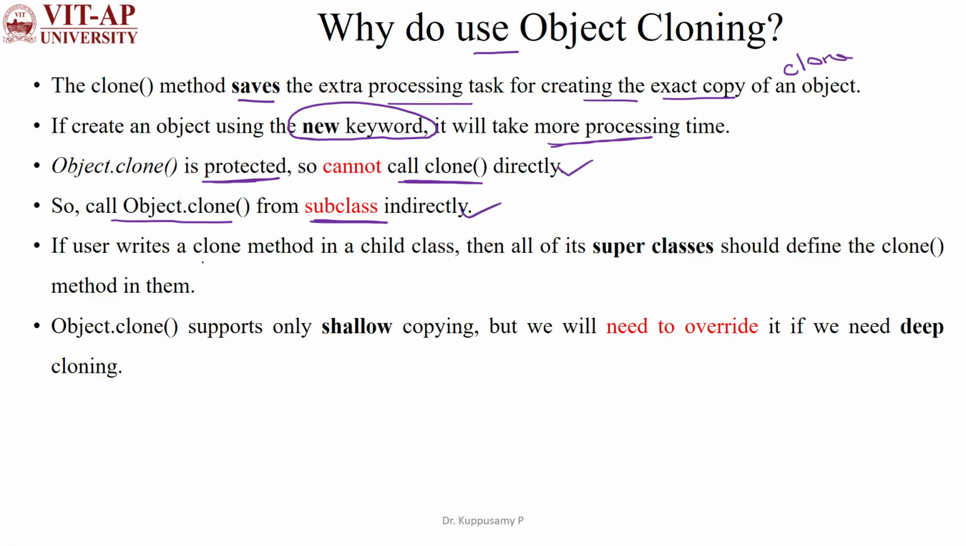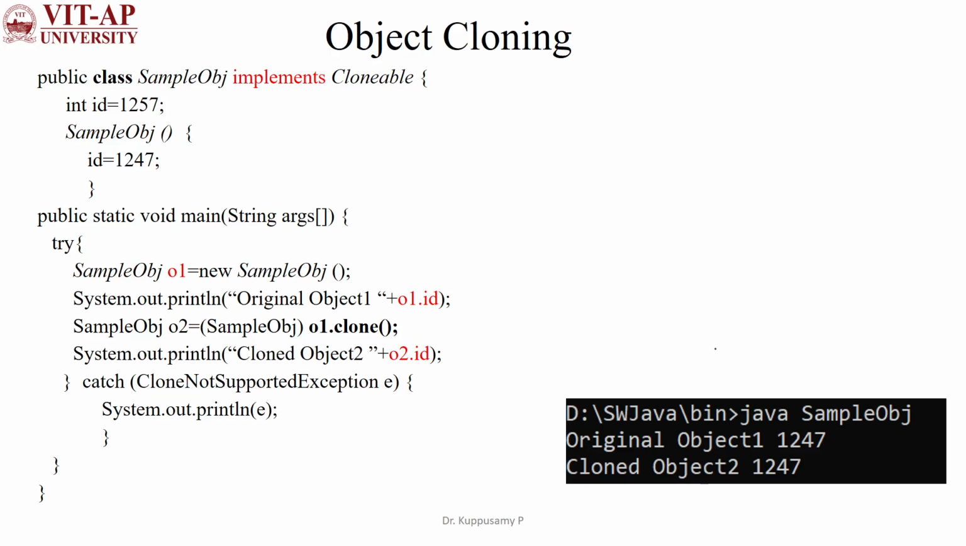If the user writes a clone method in the child class, then all of its superclasses, that means parent classes, should define the clone method inside those superclasses. Object.clone supports only shallow cloning or shallow copying. But if we need deep cloning, then we have to apply the method overriding concept, that is the polymorphism concept. We will now see the example here.